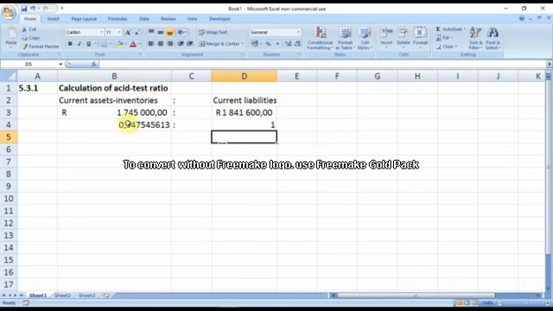And now it will depend on until what decimals you round. If it's to 1 decimal, it will be 0,9. If it's 2 decimals, it will be 0,95, which means we have 95 cents worth of current assets minus inventories for each R1 of liabilities.